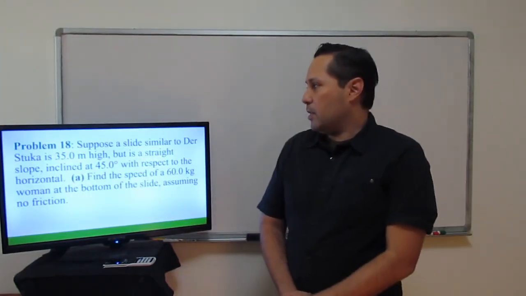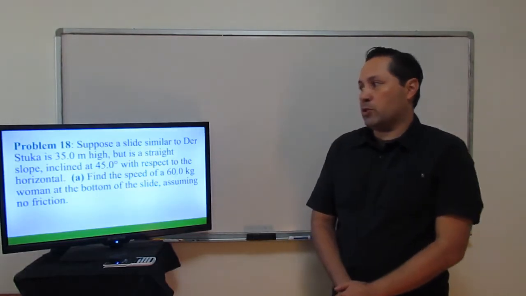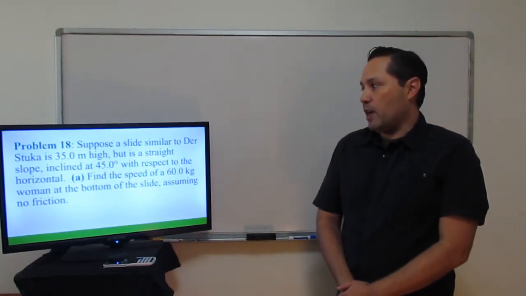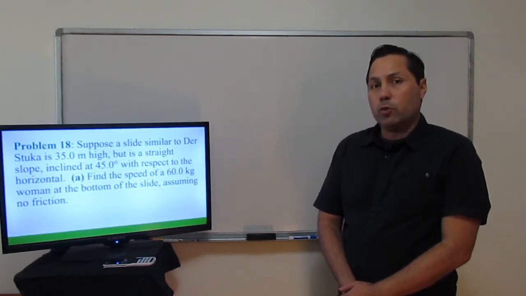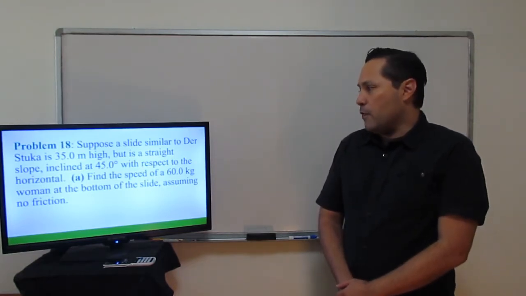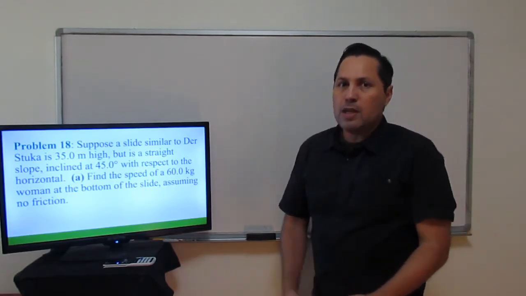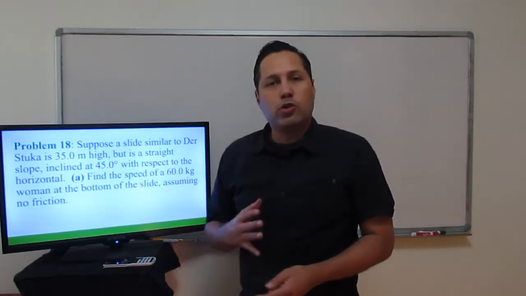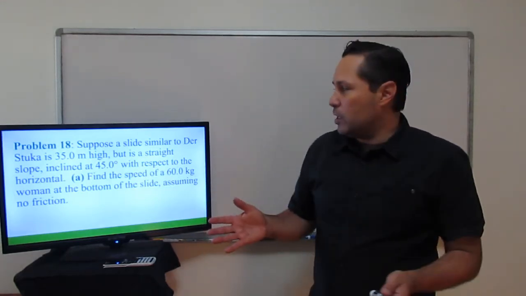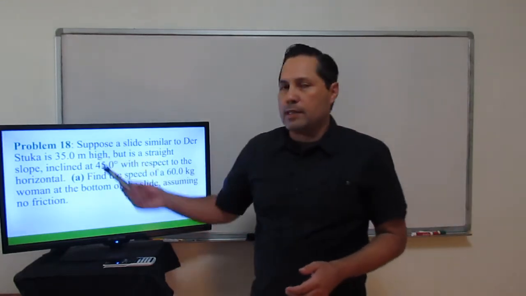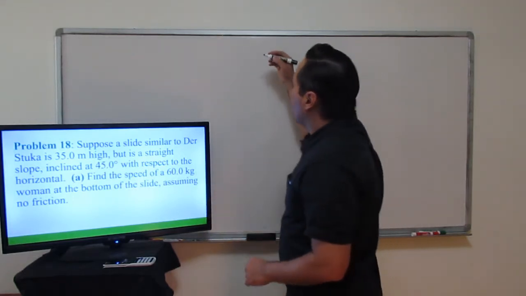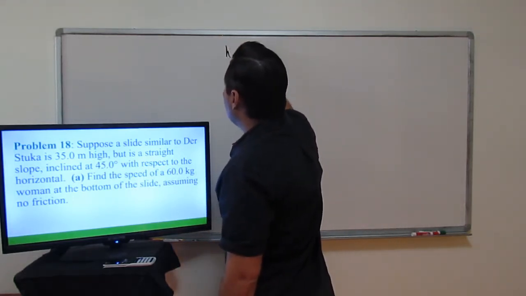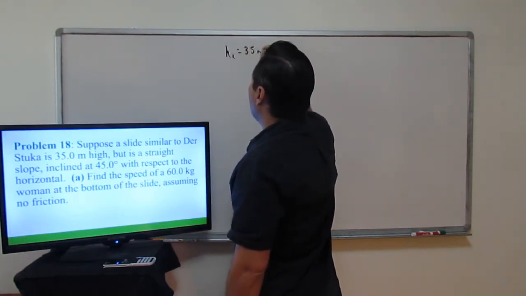What if it was frictionless? Then the shape would be irrelevant. In problem 18, they ask you, suppose a slide similar to the Der Stuka is 35 meters high, but a straight slope inclined at 45 degrees with respect to the horizontal. Part A, find the speed of a 60 kilogram woman at the bottom of the slide, assuming no friction. Since there's no friction, the angle here does not play a role. So therefore, it's really irrelevant to this problem. All we really need is the height to figure out the velocity of the woman at the bottom of the slide. So we're going to go ahead and say the following. Initial height is 35 meters.